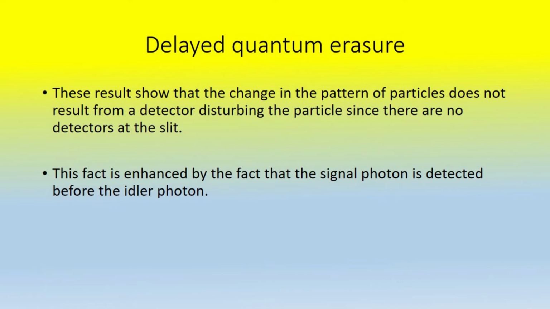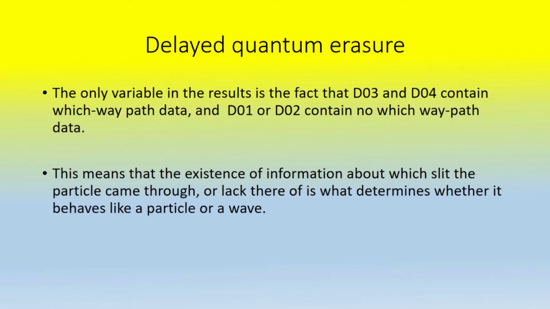This is enhanced by the fact that the signal photon is detected before the idler. The only variable in the results is the fact that detectors 3 and 4 contain which-way path information, and detectors 1 and 2 contain no which-way path information. That means that the existence of information about the slit the particle came through, or lack thereof, is what determines whether it behaves like a particle or a wave.